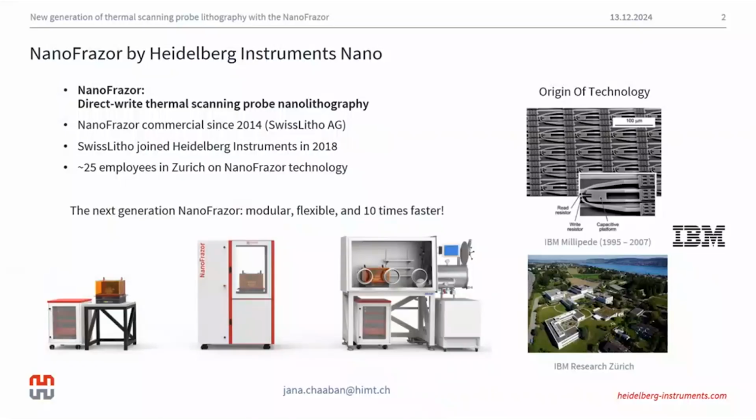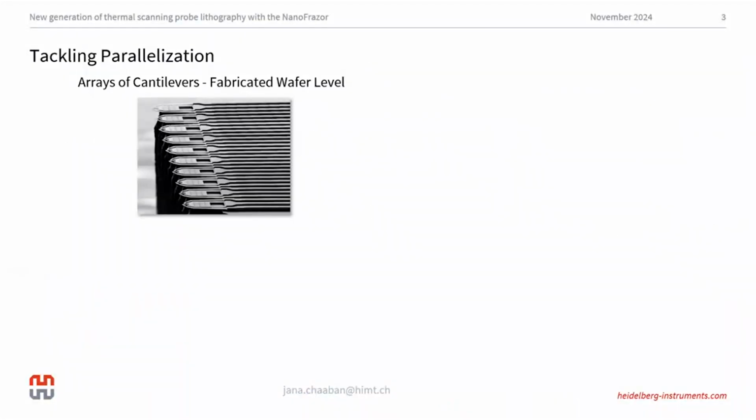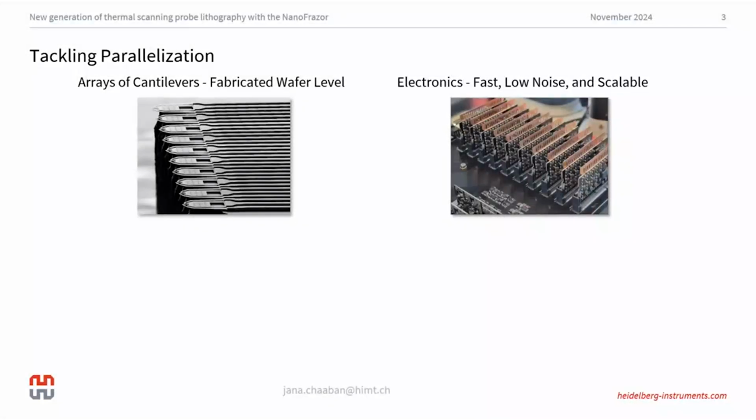This year, we launched our latest product, the next generation modular NanoFrazor. It's a highly flexible tool and 10 times faster. The way we're tackling parallelization with this tool is by introducing our so-called decapede. The decapede is a multi-tip addition to the tool that features 10 tips working in parallel. These are also fabricated at wafer level, which means that they all work reproducibly well. We've also integrated newer electronics to our tools for faster, lower noise, and scalable operations. And we've also improved our packaging.